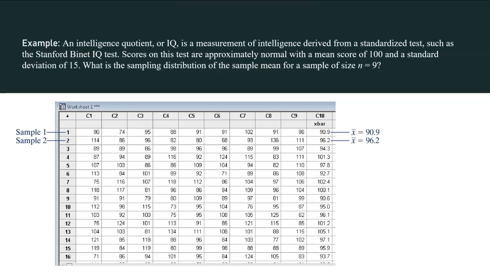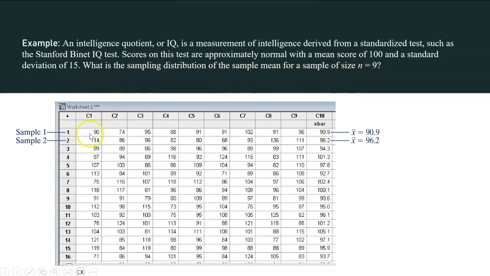So example, an intelligence quotient or IQ is a measurement of intelligence derived from a standardized test, such as the Stanford-Binet IQ test. Scores on this test are approximately normal. So this is the population. This is describing the population. It's normal with a mean score of 100 and a standard deviation of 15. What is the sampling distribution of the sample mean for a sample of size n?